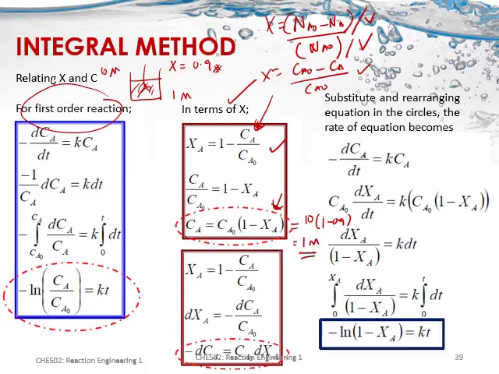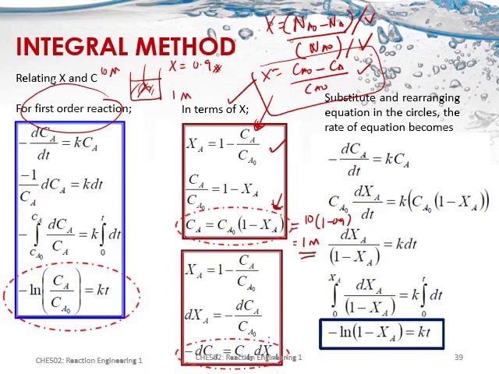Done. Okay, the next box. This is actually in terms of differential form. Okay, it's very useful, this equation. I did show how you differentiate this equation. Quite straightforward. You have X equals 1 minus CA over CA naught. Again, it comes from the base equation. And then differentiate. So dXA over dCA is equivalent to negative 1 over CA naught.